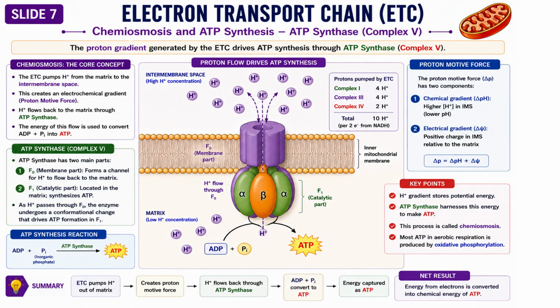Thus, the sequence is ETC, H+ pumping, proton gradient, H+ flow through ATP synthase, ATP synthesis. This process is called chemiosmosis and is responsible for producing most of the ATP during aerobic respiration. Oxygen ultimately accepts electrons and forms water, allowing the ETC to continue functioning.